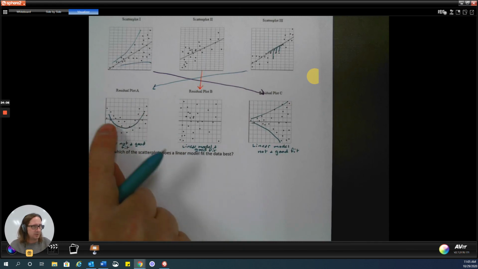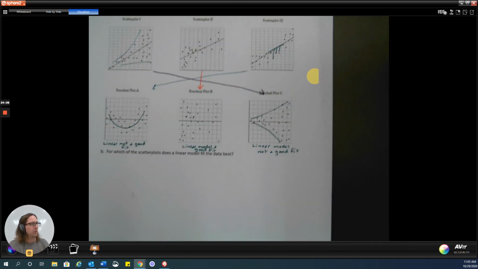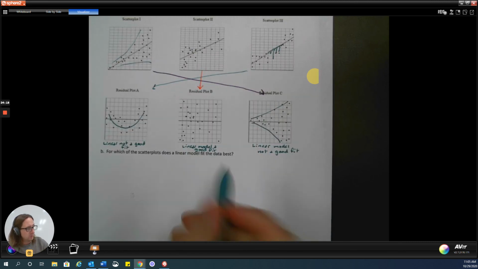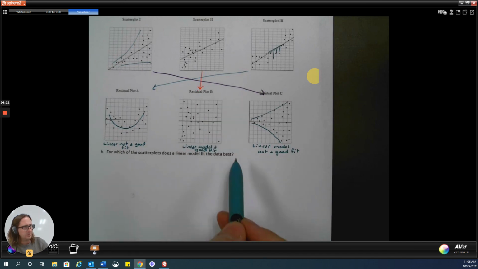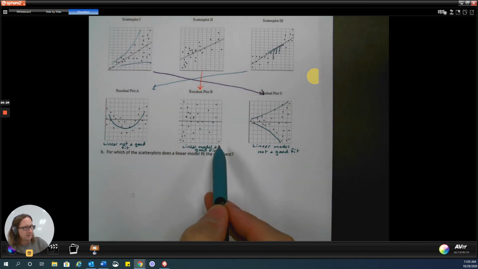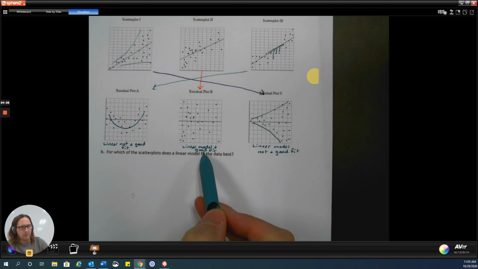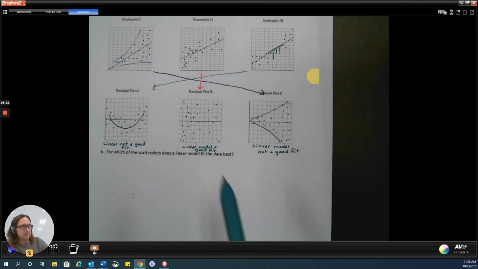Since there's a pattern in the residual, it's telling me, you know what? You probably shouldn't have used a linear equation. There's other equations out there in the world. Maybe you should have used one of those to model your data. Whereas this one over here is saying, yeah, everything's nice and spread out. There's no pattern here. So yes, linear model probably was a good type of equation to use for this type of data.